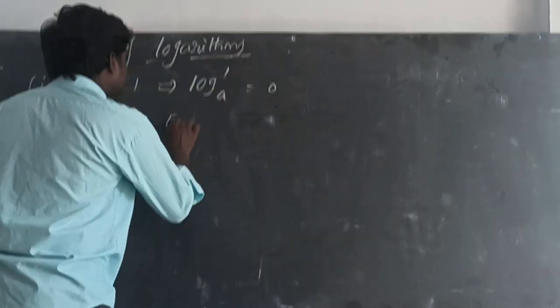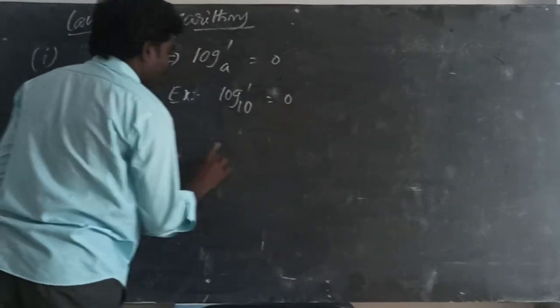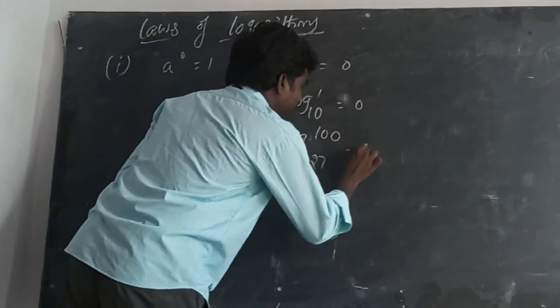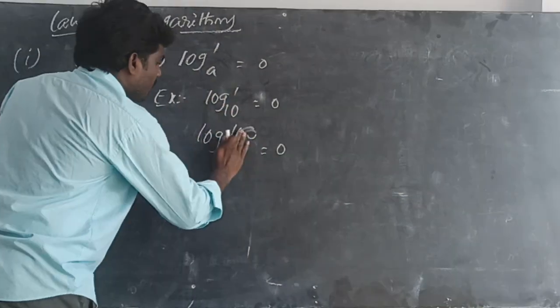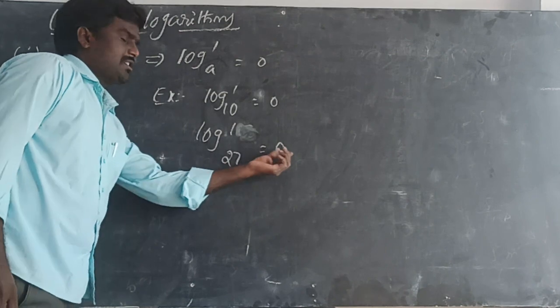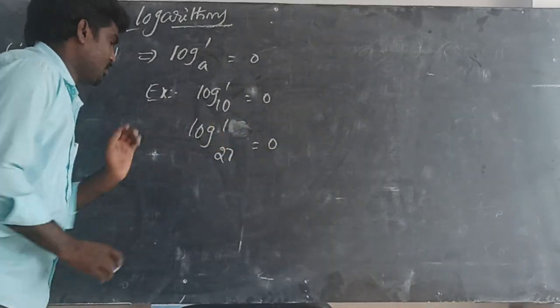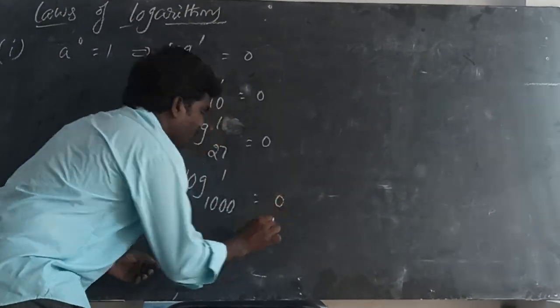So for example, log 1 base 10, its value is 0. Log 1 base 27, its value is 0. Log 1 with any base, its value is 0. Log 1 base 1000, its value is 0.